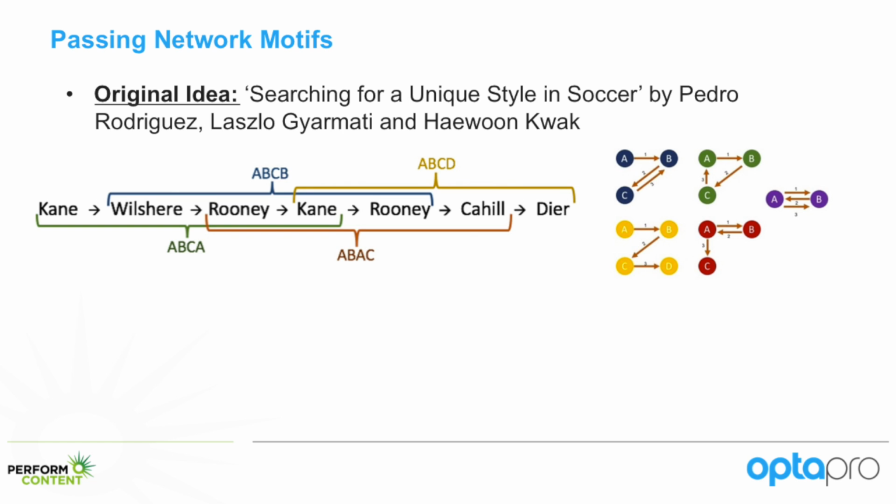So basically what they did is they took passing sequences and they would quantify them like this. So look at that first block of passes. Kane passes to Wilshere, Wilshere passes to Rooney, Rooney passes to Kane. It's a 3-pass long subsequence.